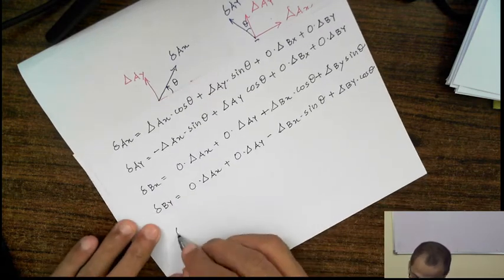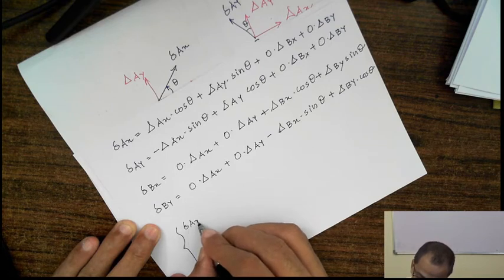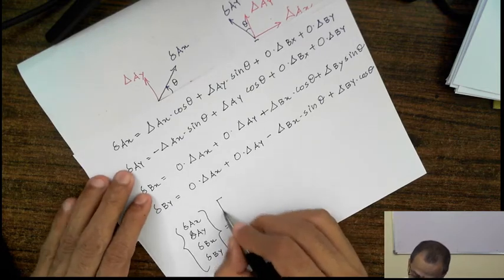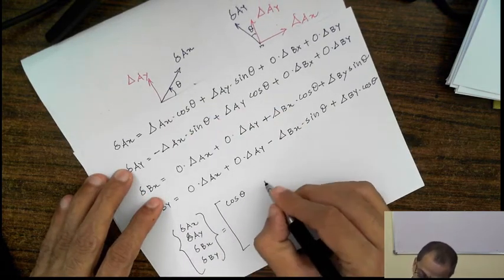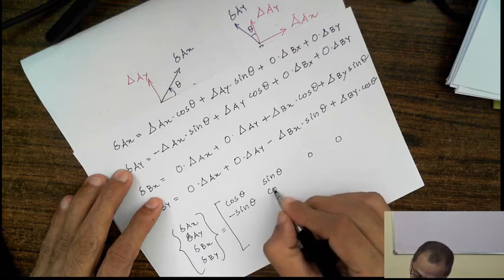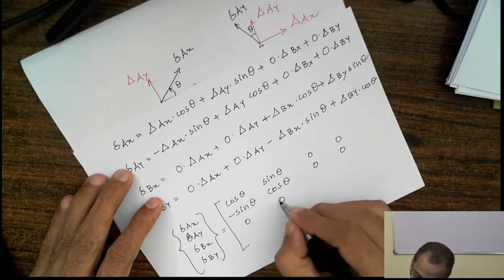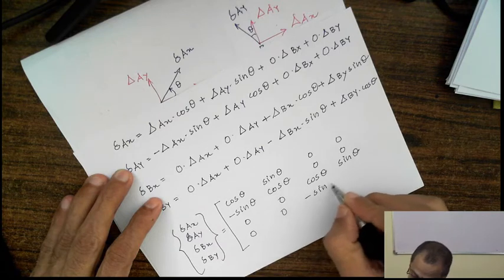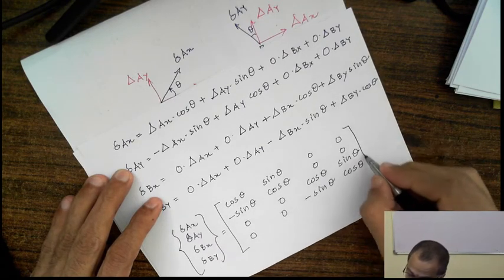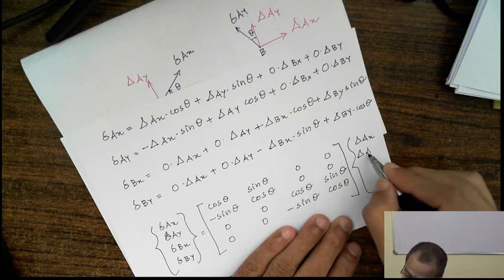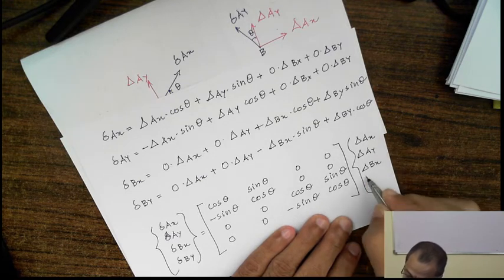So I can write the equation: del AX, del AY, del BX, del BY as the matrix cos theta, sin theta, 0, 0; minus sin theta, cos theta, 0, 0; 0, 0, cos theta, sin theta; and 0, 0, minus sin theta, cos theta, into delta AX, delta AY, delta BX, delta BY.